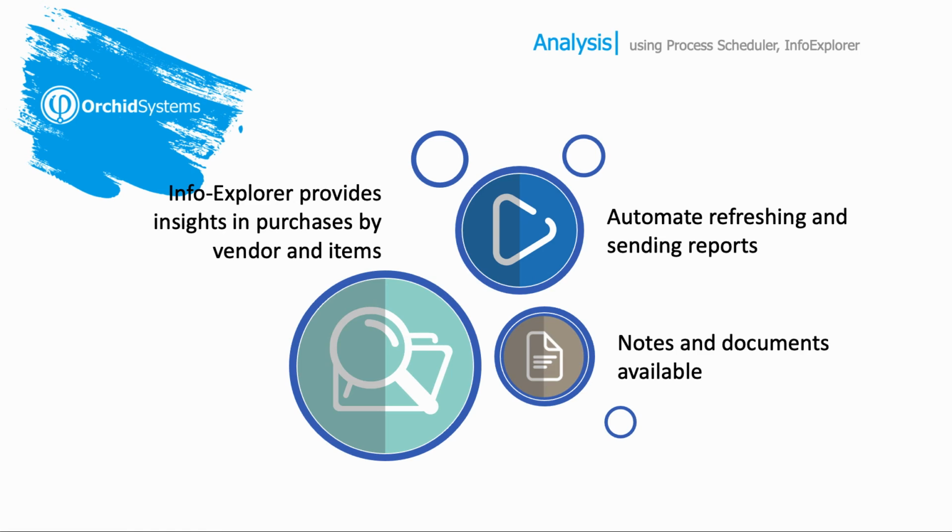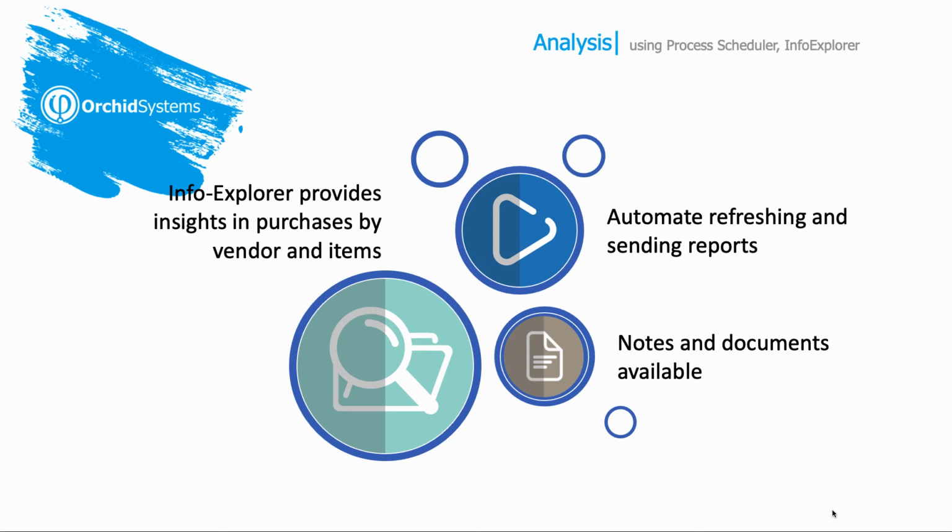Thanks, Anne. We've looked at a range of cubes to analyze purchase orders, AP transactions, and GL transactions. With Process Scheduler and Info Explorer, users can open the cube from their email, review the data in the cube without having to log into Sage 300. If they can access Sage 300, they can also drill through to the underlying transactions and view the relevant notes and documents linked to those transactions.